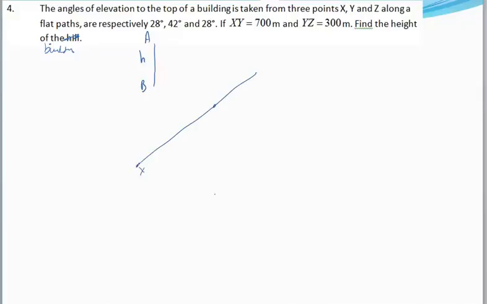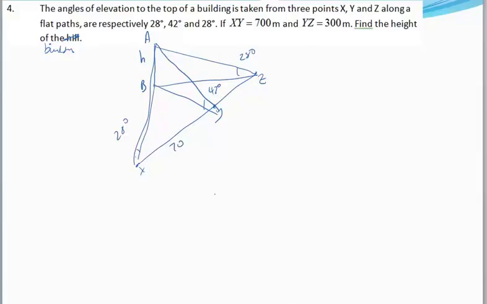There's X, Y and Z along flat paths, and our angles here: 28 degrees, 42 degrees, and 28 degrees here. We know XY is 700 meters and YZ is 300 meters. We want to find the height of the building.